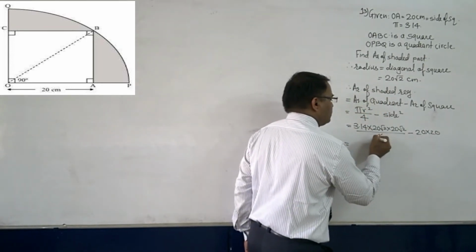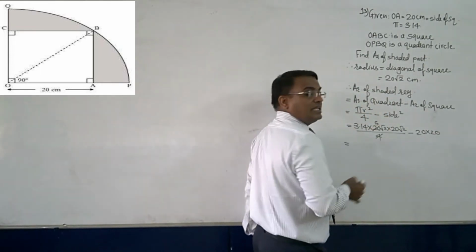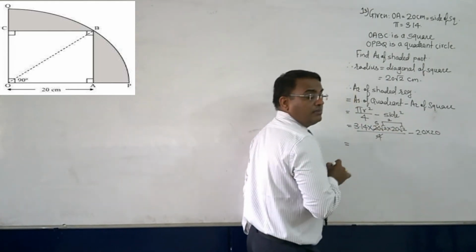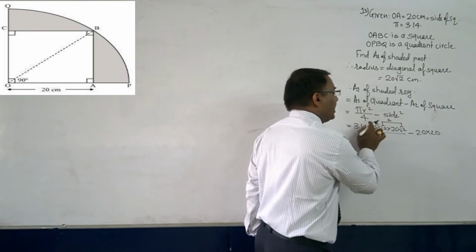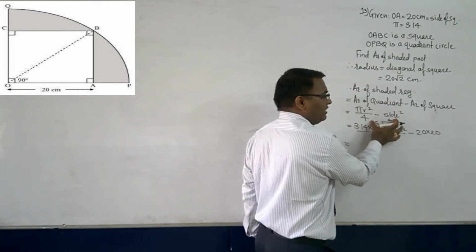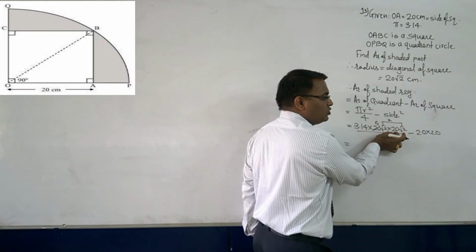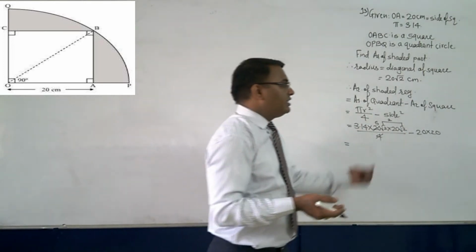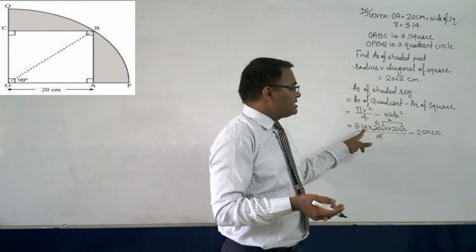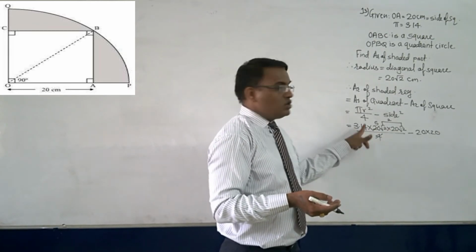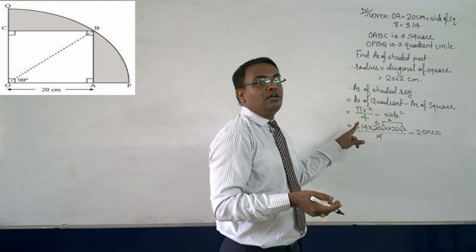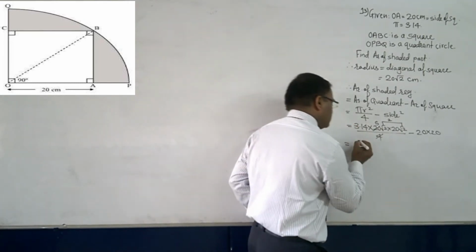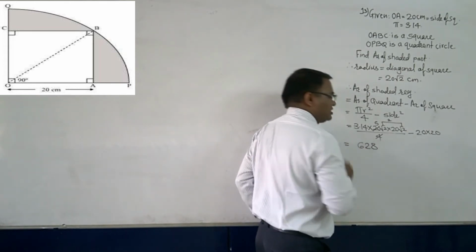Here this 4 and this will get cancelled. This root 2 and root 2 will be giving you 2. So it is what? 5 2s are 10, right? Then 10 into 20, that is 200. Then that 2 0 0 and this decimal point will get cancelled. So the final answer will be 314 into 2, which is nothing but 628.